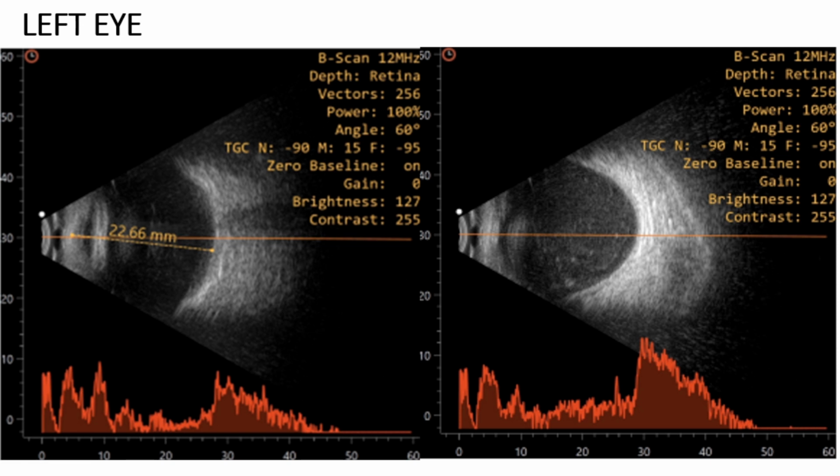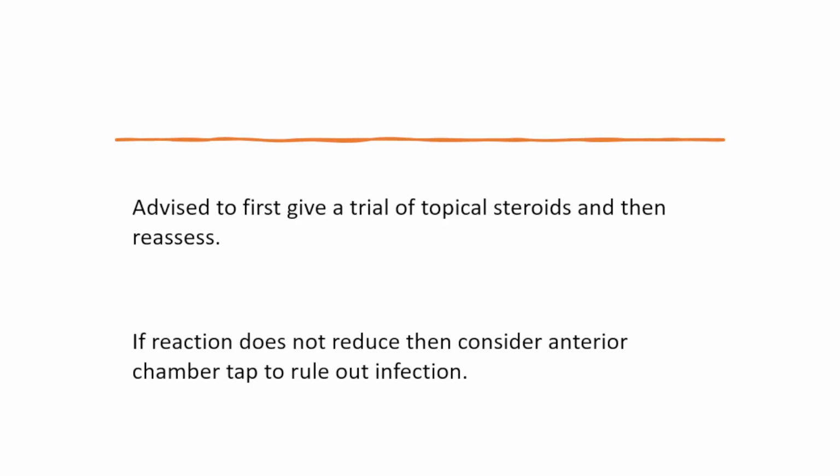So you go on. The first scan is the axial scan actually. This is the lens. Why are there fewer echoes in the left side image and more echoes in the right side image? Maybe the echoes were inferior. This is the inferior transverse scan. Yeah, it's possible that this was probably an inferior quadrant scan. It's not marked, but that is a possibility. Okay. Go ahead. So the patient was advised to first give a trial of topical steroids and then reassess. If the reaction does not reduce, then we can consider the AC tap to rule out infective conditions.